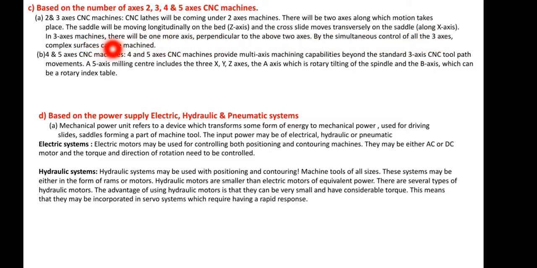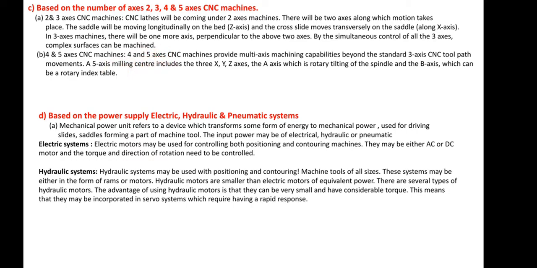In 3 axis machines there will be one more axis perpendicular to the above 2 axes. One is horizontal, in this direction one axis, second, and perpendicular to these 2 axes. By the simultaneous control of all the 3 axes, complex surfaces can be machined.